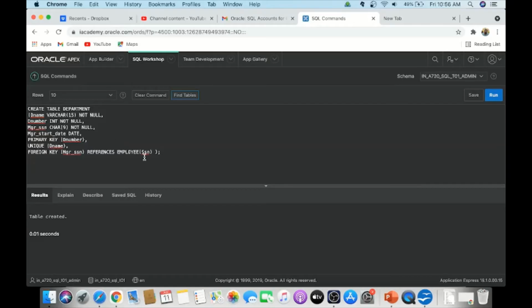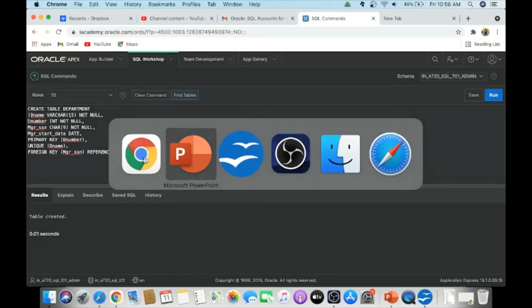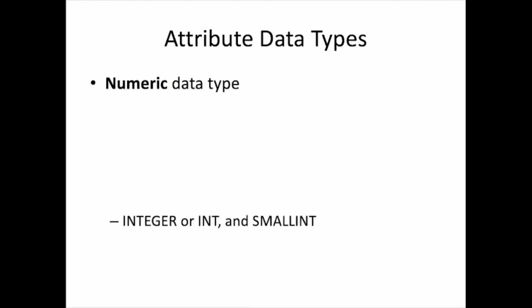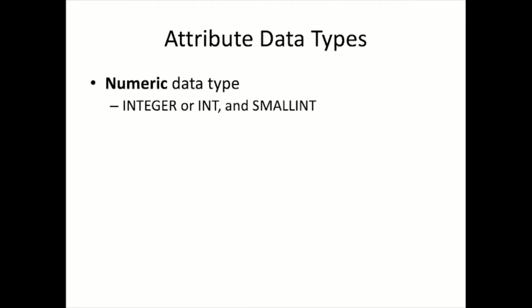Now I will create the rest of the tables later. Before creating that, we will learn something about data types and then return back to this table creation. Okay. So we'll learn about the different attribute data types. So what all data types can be used by the attributes. So first type is for numeric data type. So if we want to create numeric data types, we can have different data types, that is integer or int can be used.